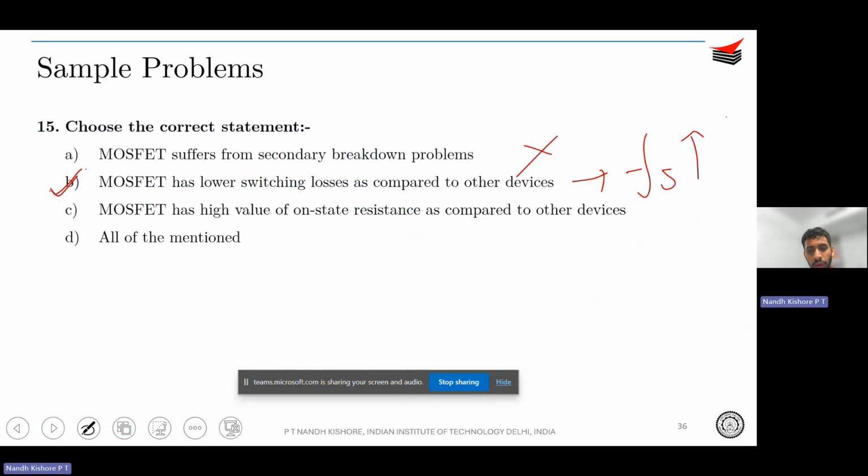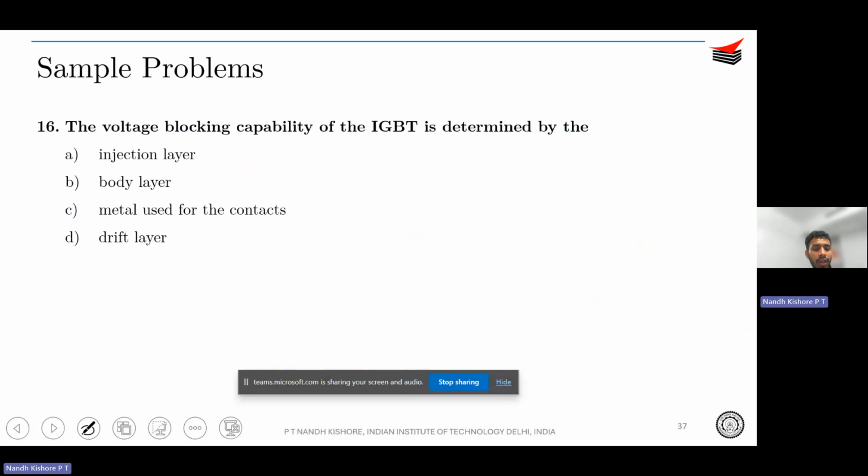So MOSFET has low switching losses compared to other devices. That's why you are able to use it for high switching frequency applications. And this brings us to the last question of the session for today. The voltage blocking capability of the IGBT is determined by dash injection layer, body layer, metal used for the contacts, or the drift layer. So typically the voltage blocking capability is determined by the drift layer, right?